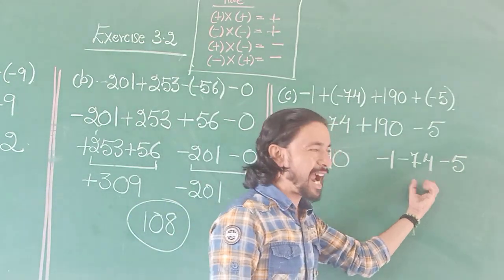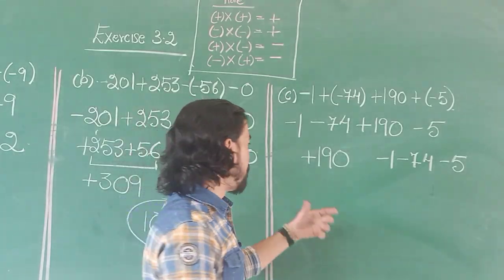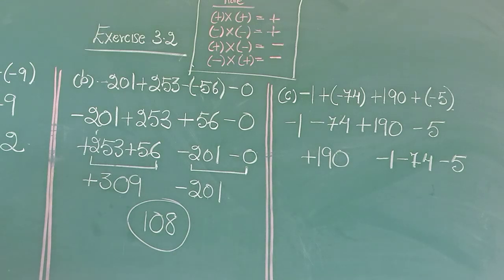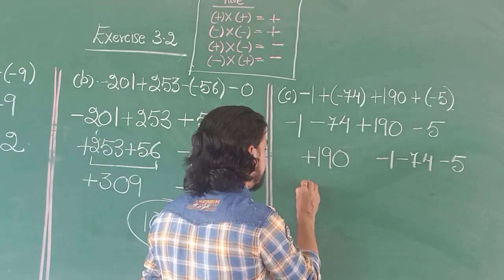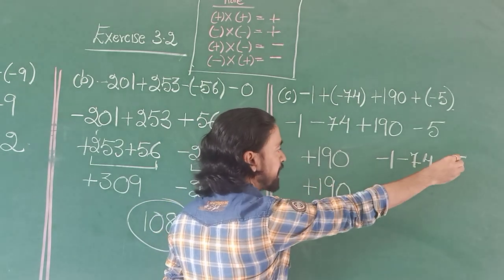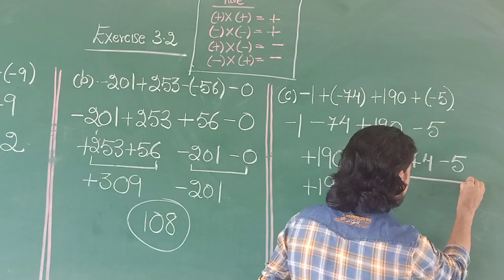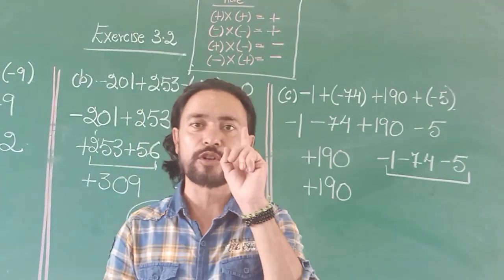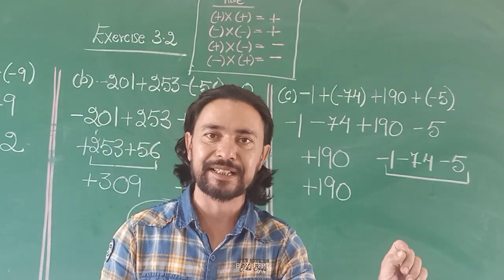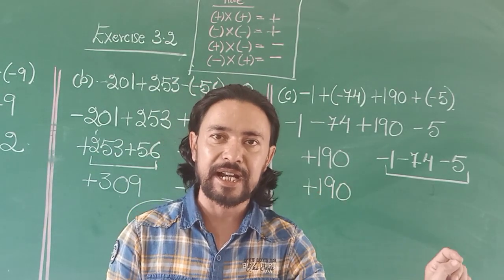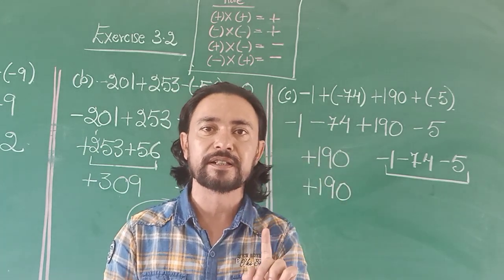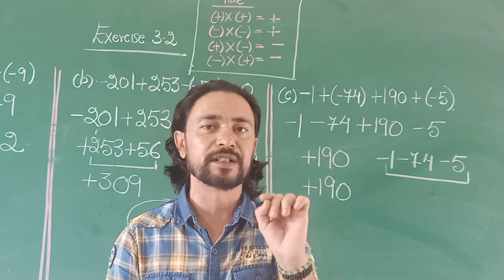Because negatives can be added and you can get one negative answer. Positives can be added and you can get one positive number. Similarly, here there is only one positive number. But the negative numbers are 3. So I'll add all the 3 and I will get one negative number. All negative numbers can be added. All positive numbers can be added. But a negative and a positive cannot be added. They can only be subtracted. From the greater, take away the smaller, put the sign of the greater number.